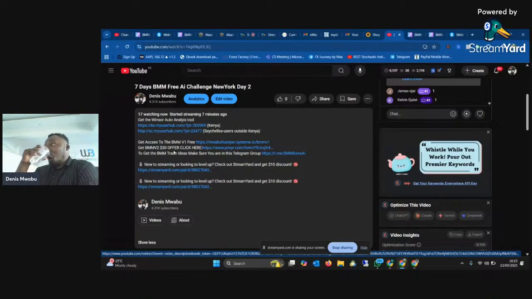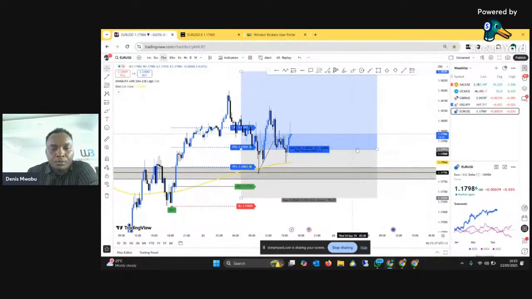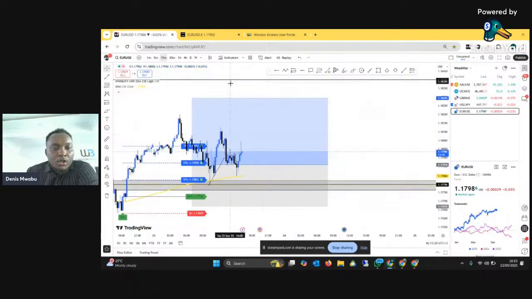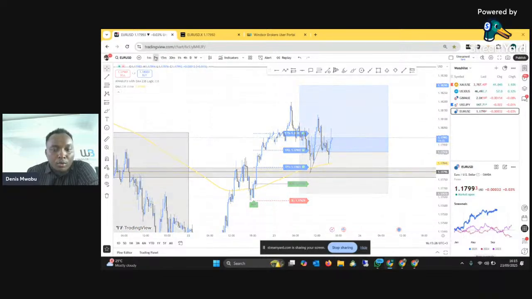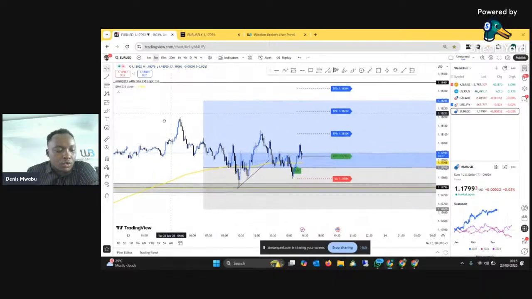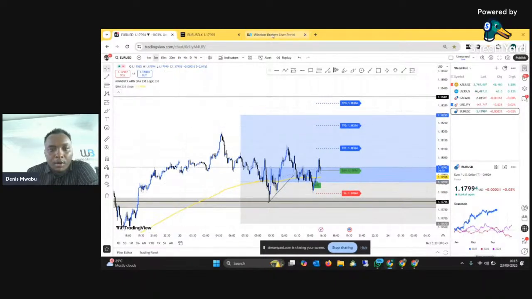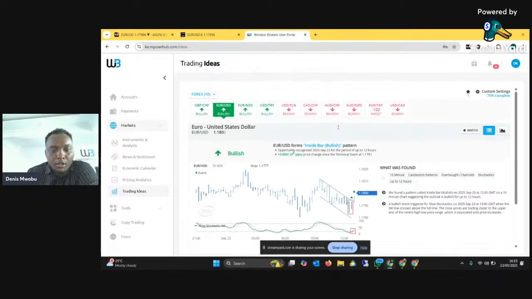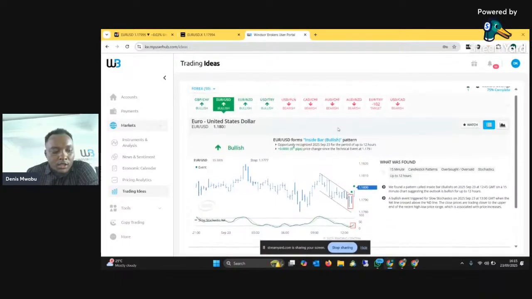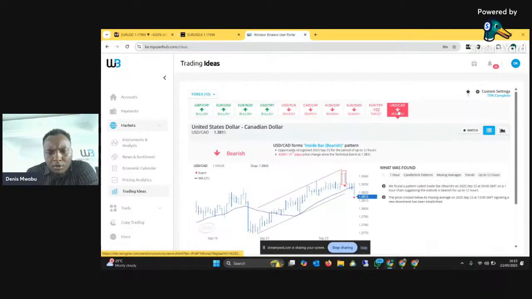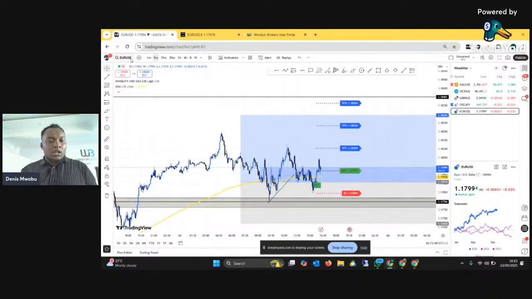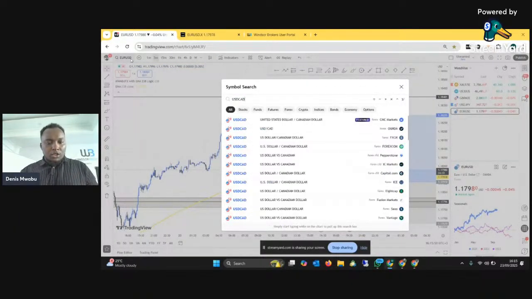Those are the most important things that you need to know about the systems and tools that we are using. So without wasting time, I'm going to be jumping into the first trade ideas. I'm going to be a little bit biased. First of all, I'm going to be looking at USD CAD because I believe USD CAD is more likely to give us a move during New York session.